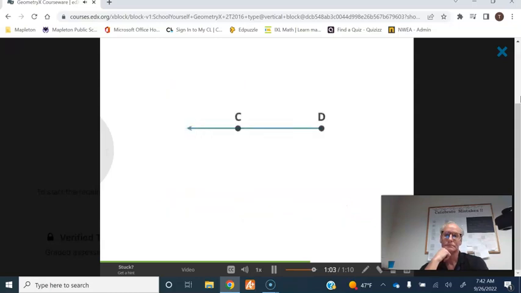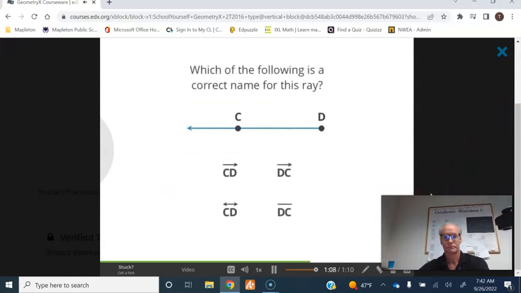So take a look at this ray here with points C and D. Which of these is a correct name for this ray? Okay, we can see that D is the end point. And remember, the end point is indicated without the arrow. So this is D through C forever. Right, this is ray DC. The first letter in the name is the ray's endpoint, which is D for this ray. And the arrowhead over here indicates the ray goes on forever towards C and beyond.